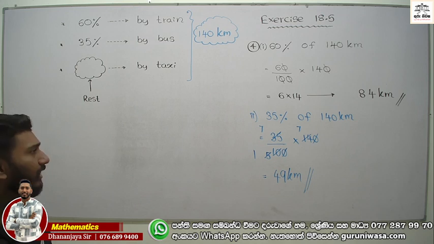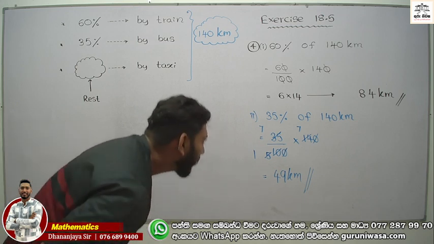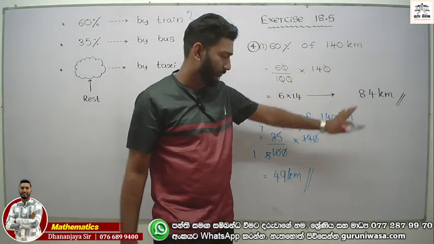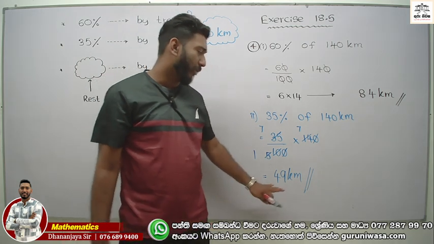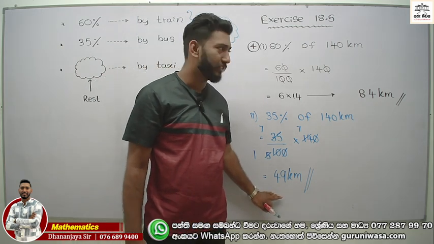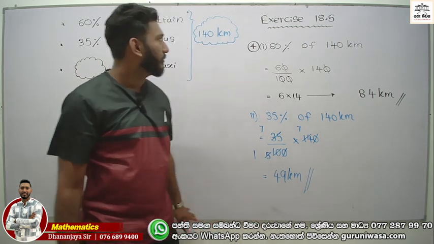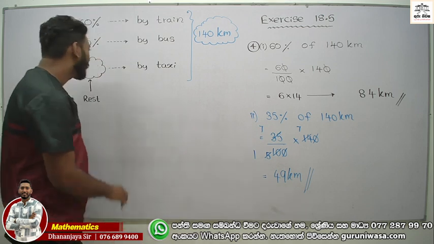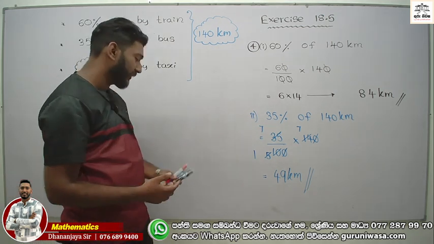Right. Now this was a very easy thing, because why? 84 kilometers traveled by the train, and we found 49 kilometers traveled by the bus. The total journey is 140 kilometers. The rest is traveled by the taxi.